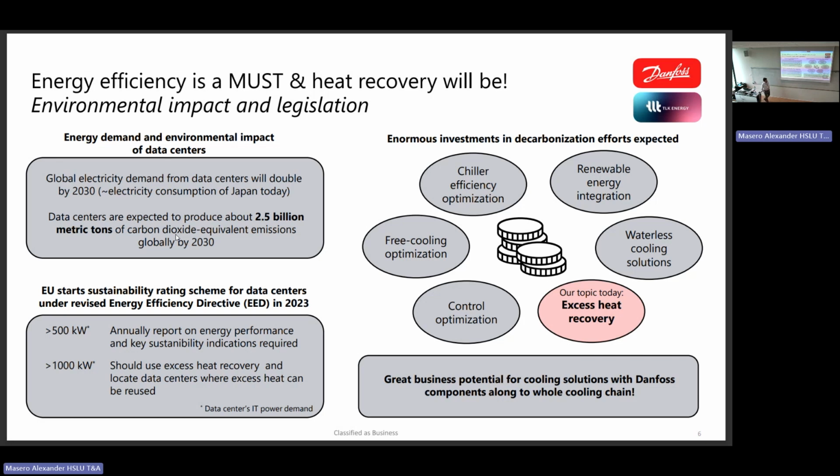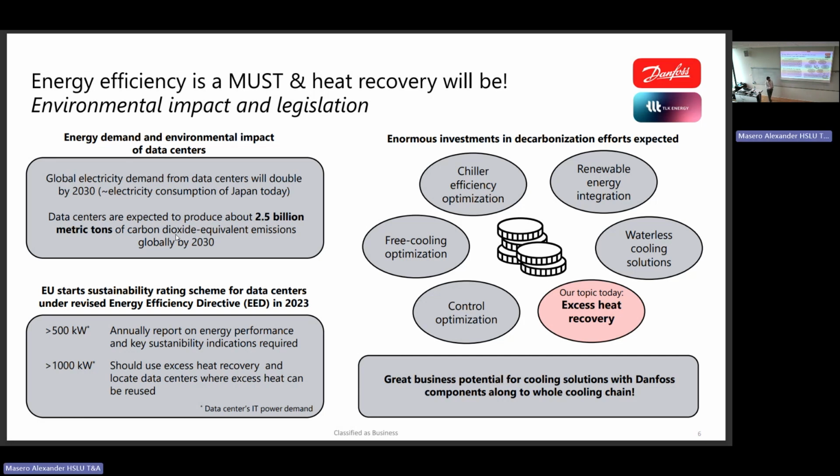Because there is a lot of environmental impact, institutions like the EU start to regulate the market. In the EU, we have the Energy Efficiency Directive, which tells us that every data center with an IT power demand of more than 500 kilowatts, which is nothing, so it's tiny if you have a look at what kind of data centers are built at the moment, has to report its sustainability KPIs on an annual basis. And if you double the size, so 1 megawatt, still a tiny data center, it says it should use excess heat. And those data centers have to be located, if possible, where excess heat can be reused.